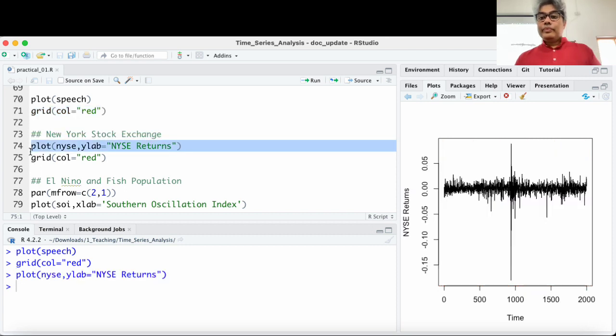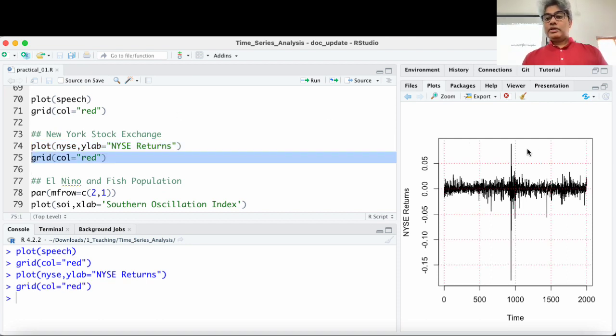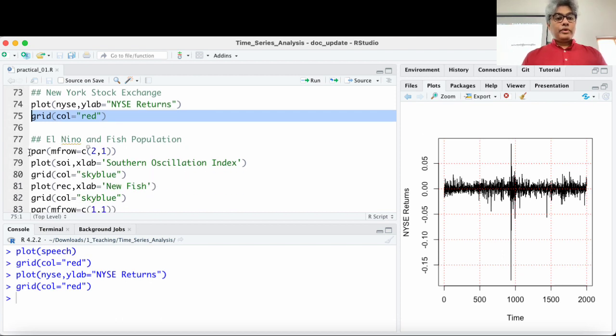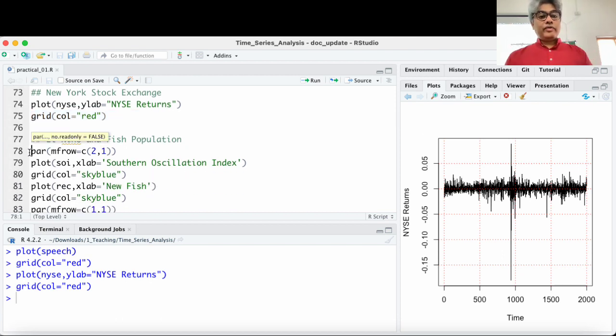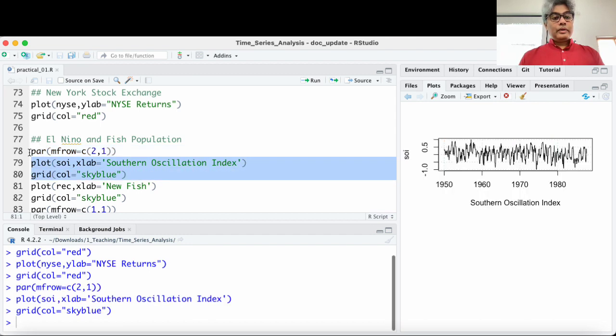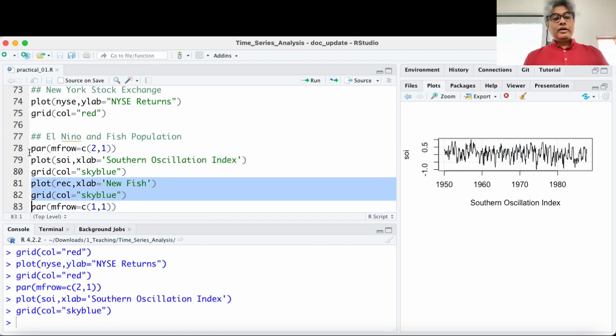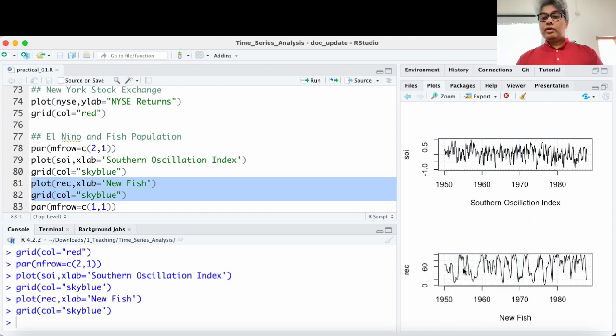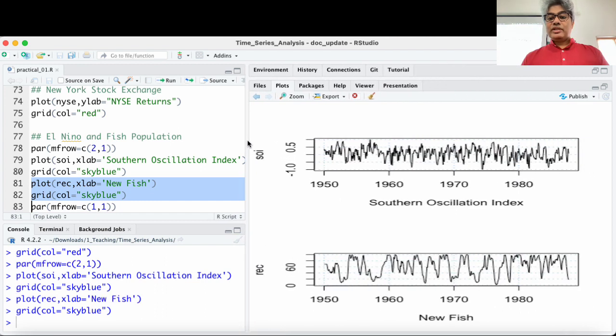Then this is the S&P 500 return of New York Stock Exchange, and I think this was the 1987 crash moment, sort of. Now this is the El Nino and fish population data. So this is the Southern Oscillation Index and new fish recruitment, the number of new fish that was recruited.